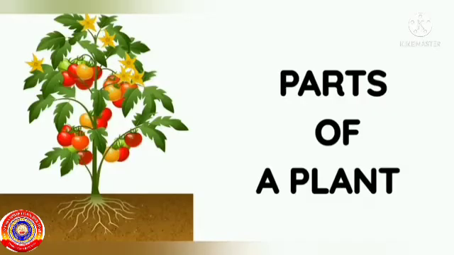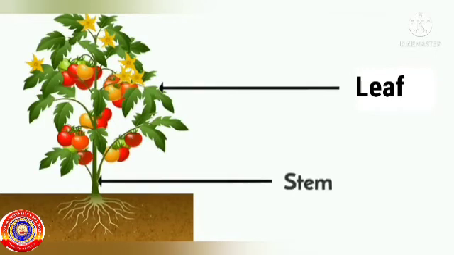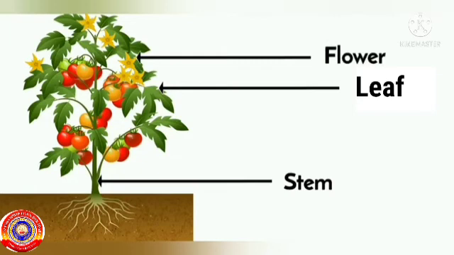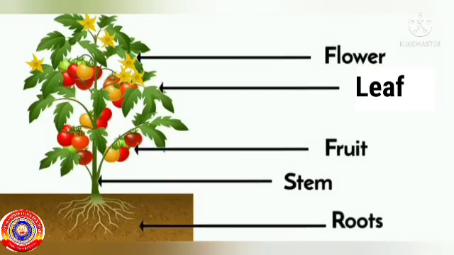Let's see the different parts of a plant. Leaf, stem, flower, fruit and root are the different parts of a plant. Today we are going to study more about these plant parts.